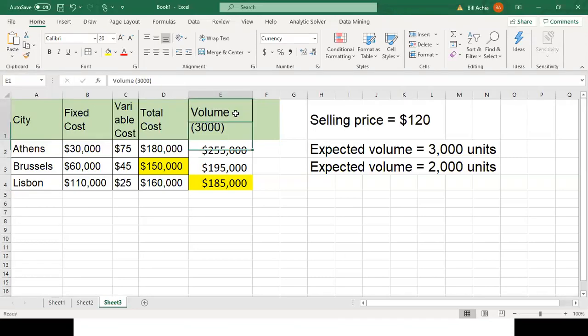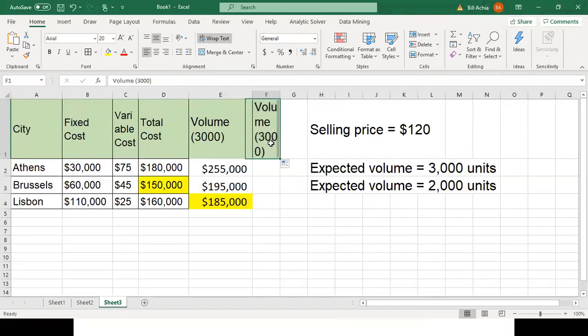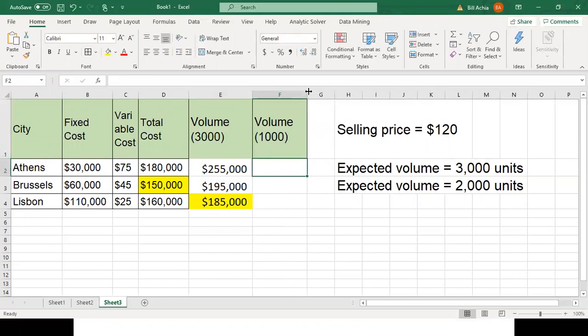Now let's try one more level of volume, and let's try 1,000 units. If sales might not pick up as well as hoped, and we want the lowest possible cost location, we'll have 30,000 plus 75 multiplied by 1,000. Now notice that I become indifferent between these two locations because the total cost is the same, and so we break even at around the same point.